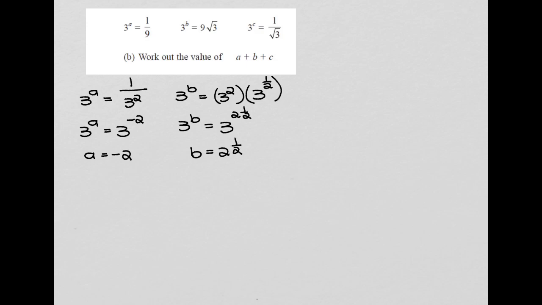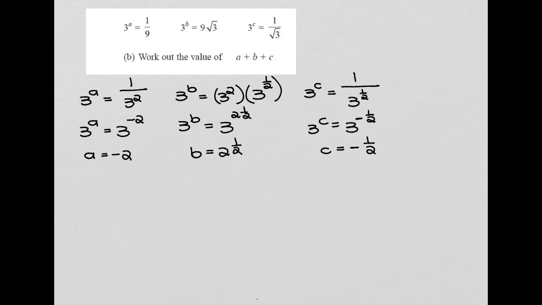Let's do the last one. So I've got 3 to the power of c is equal to 1 over root 3. Now root 3 is 3 to the power of a half. So I've written it as base 3. But just like the first one, I don't want that big fraction. So I'm going to say that it is 3 to the power of negative 1/2. In other words, I brought it above. Make the powers equal, and c is negative 1/2.